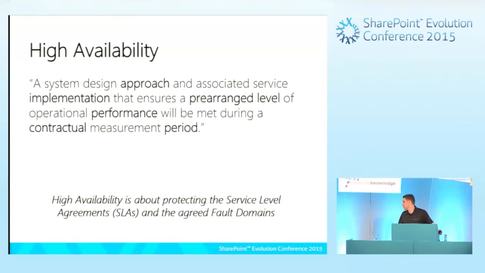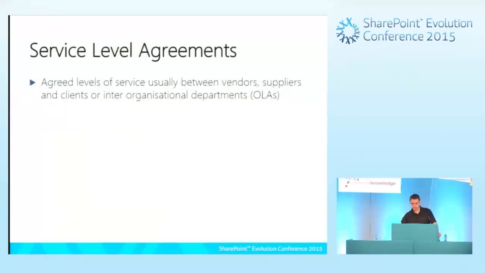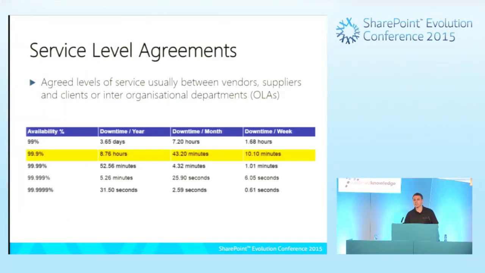Now, in terms of high availability, I've got a nice definition of it here. High availability itself is really about protecting the service level agreements and the agreed fault domains. So in terms of service level agreements, a lot of times I have discussions with customers and they say, right, we would like to build a highly available SharePoint farm and we need like 100% availability, which is obviously not realistic. So they say, okay, about 99.999. They never really have a look at the figures behind it.